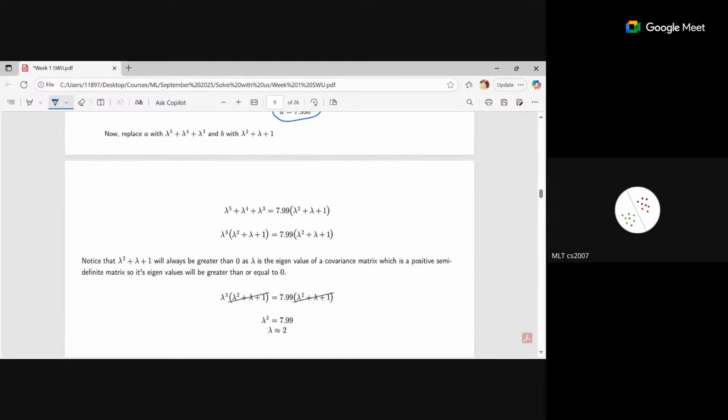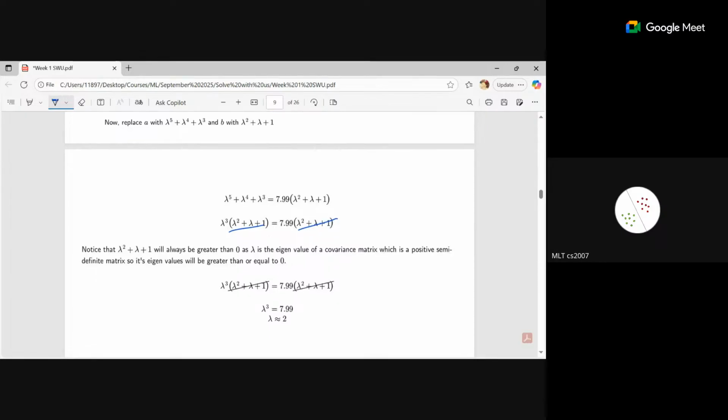Okay. Now we can take this lambda to the power 3 common and we can just cancel these two terms, right? And what we get here is that lambda cube is 7.99. So approximately it will turn out to be 2. I mean, it's very close to 8, so roughly it is 2. So lambda value comes out to be roughly 2. So in the chat, I saw many people putting this as answer 2.